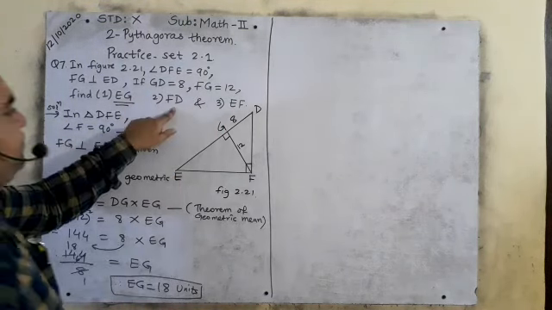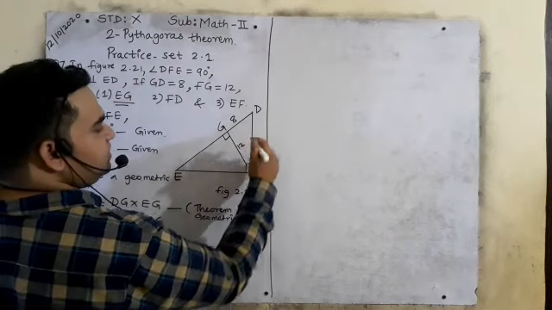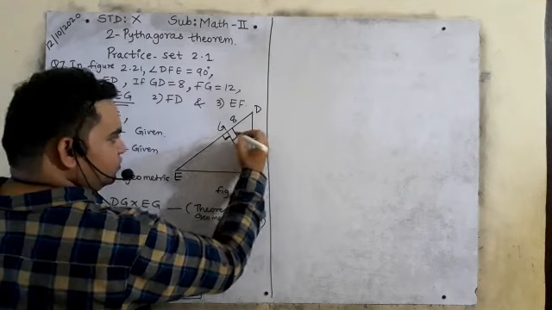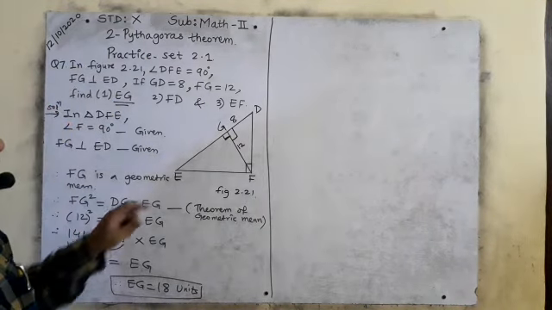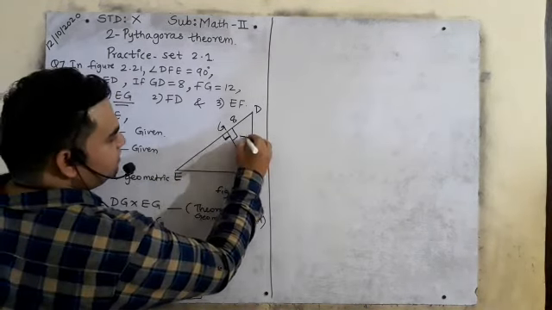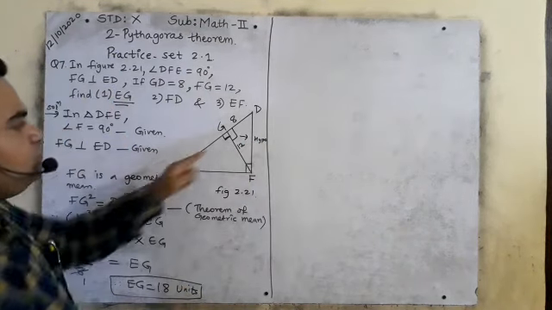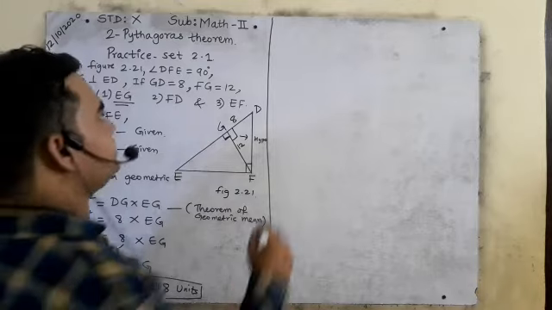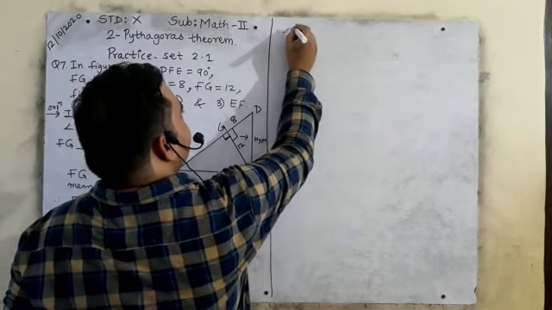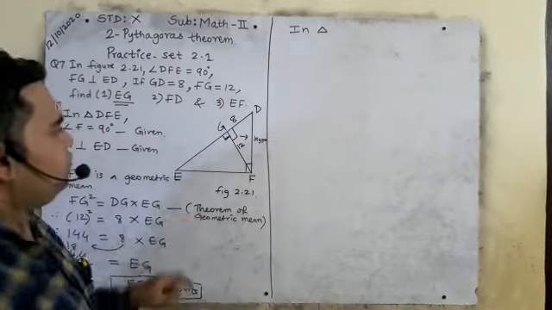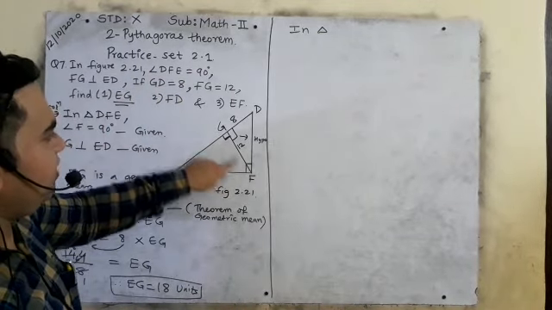Now we have to find FD. Where is FD? It is here. See, if this is 90 degree, so this is also 90 degree. Yes or no? So this is the hypotenuse. Can you use the Pythagoras theorem here? Yes. So you have to use it in a triangle. Take the triangle, this triangle you take. What will the name be? FGD.